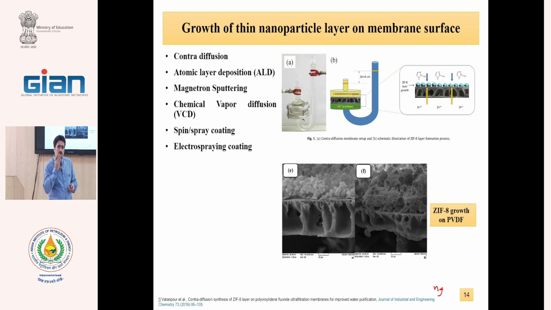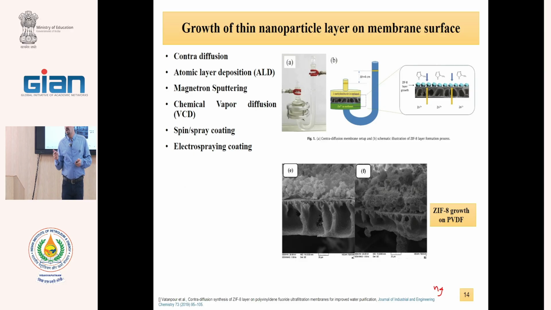We have to coat the membrane with another layer, a polymer layer, to prevent the movement of nanoparticles to the surface water. In that case, the membrane becomes better.